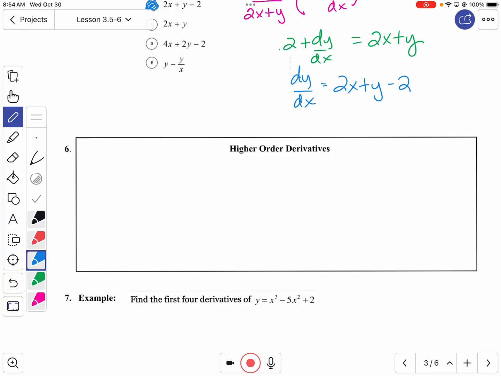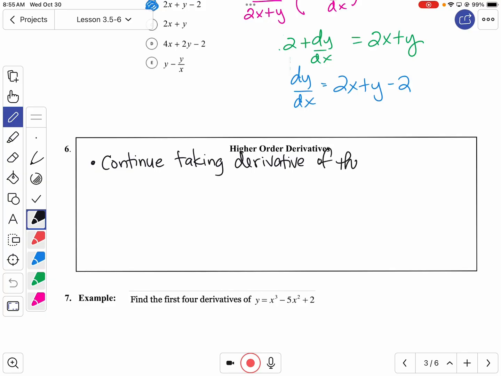The first part of this was just kind of review, being sure we can pick out which procedure we need to use. The great news is that higher order derivatives just mean that we continue taking the derivative of the previous answer. So we just continue taking a derivative. If we want a second derivative, we take the derivative of the first derivative. If we want a third derivative, we take the derivative of the second derivative. You just continue to take a derivative.